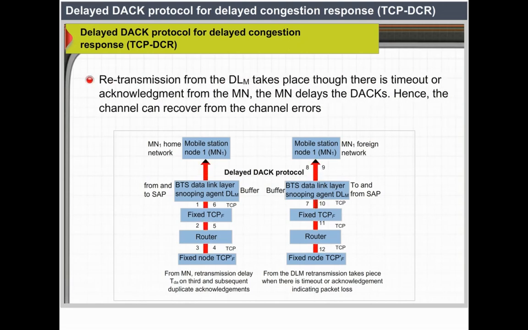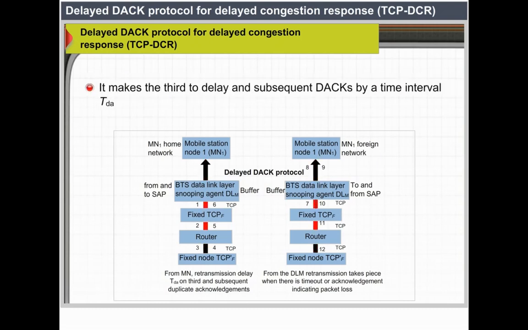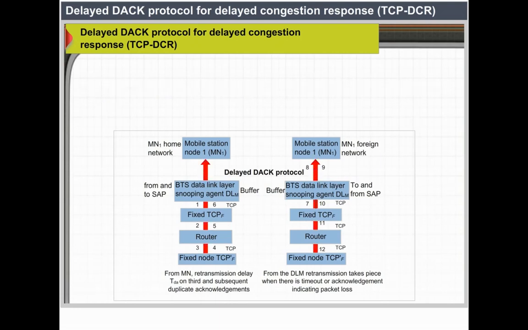Retransmission from the DLM takes place when there is a timeout or acknowledgement from the MN, but the MN delays the DACK so that the channel can recover from the channel errors. The MN attempts to reduce interference between data stream bits of the MN and retransmitted bits from DLM, and delays the third and subsequent DACK by a time interval TDA.